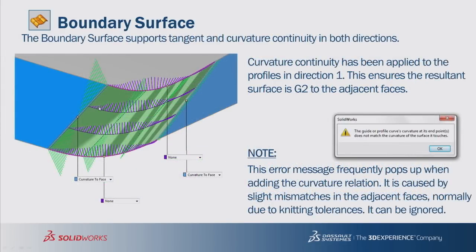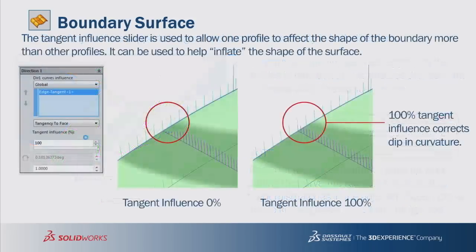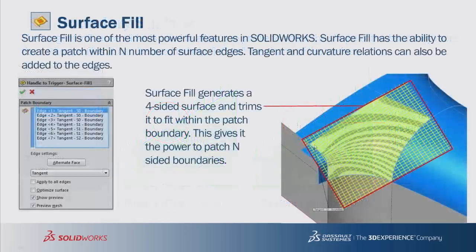It supports continuity in both directions, so I add curvature to face. We can use the curvature combs to see we get that really nice, smooth, gradual transition. That tangent influence slider I mentioned, we want to increase it to 100%. A lot of the time, it kind of pumps up the surface. We don't run into this little flat spot here, so 100%.